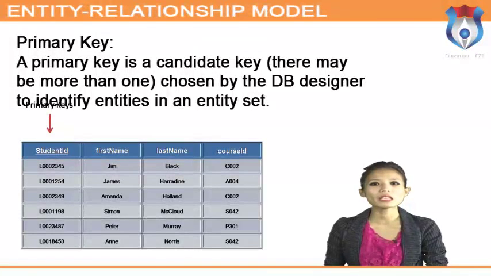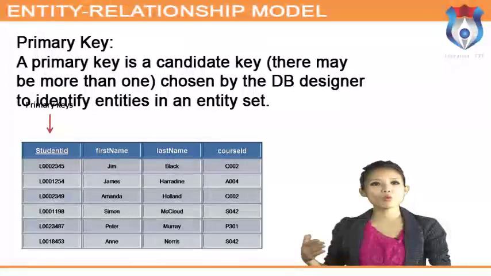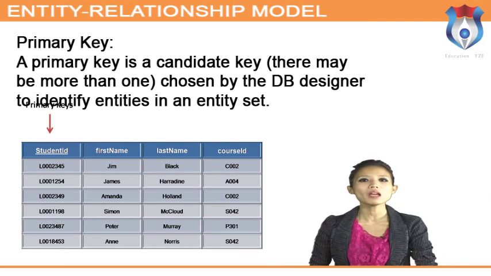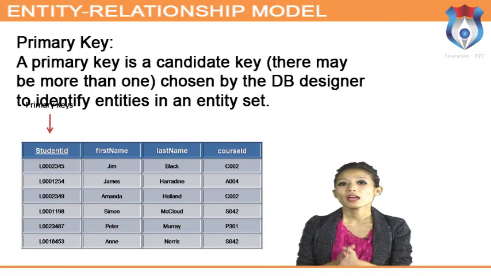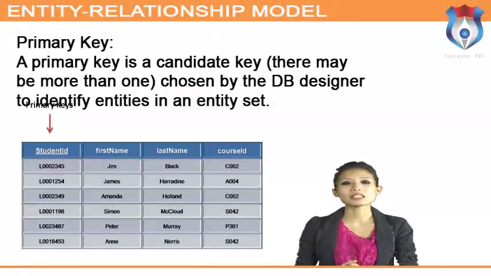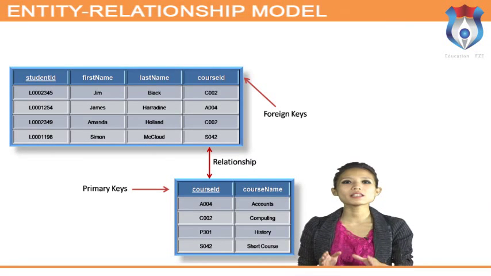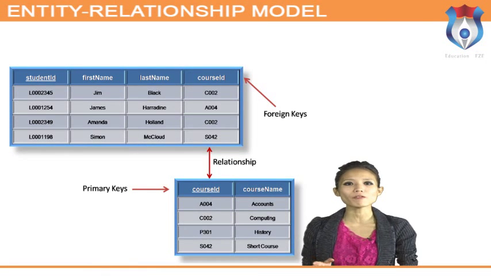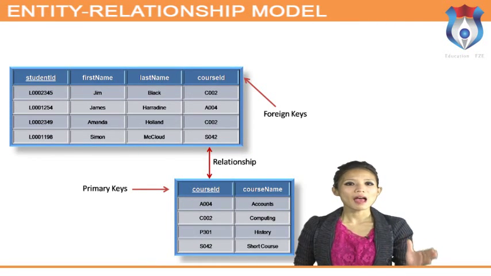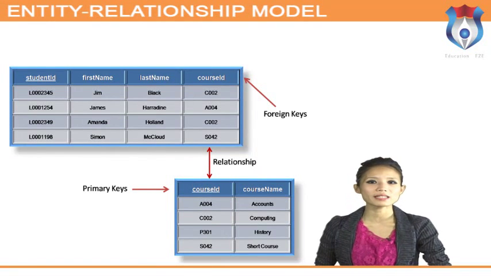A primary key is a candidate key. There may be more than one, chosen by the DB designer to identify entities in an entity set. An entity set that does not possess sufficient attributes to form a primary key is called a weak entity set. One that does have a primary key is called a strong entity set.